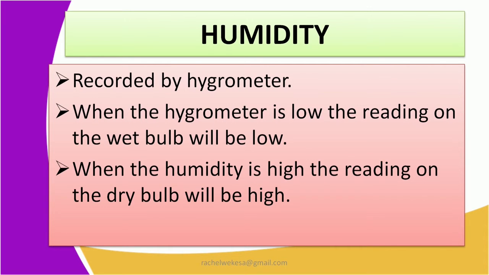When the humidity again is high, the reading on the dry bulb will be high. High humidity means that there is a lot of water moisture in the atmosphere, and this moisture is going to be recorded, and as a result the dry bulb is going to be high. It is going to record a high amount of moisture content in the atmosphere.